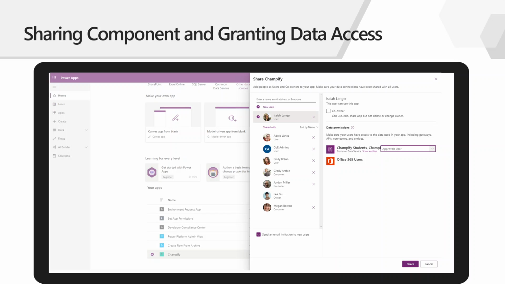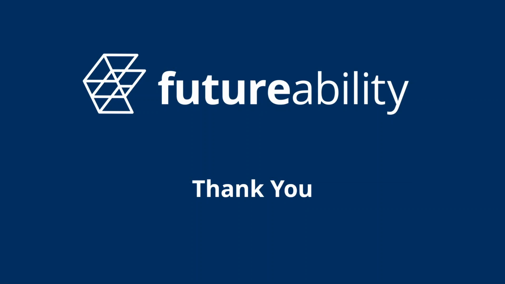So when you share a component, if you're sharing it as a user, then you will be asked to make sure that you grant the right permissions to the connections that are in that particular object, and you can make them co-owner in a simple interface like that. And you can see there the list of people who've got access to that particular object. That's it. It's as easy as that.